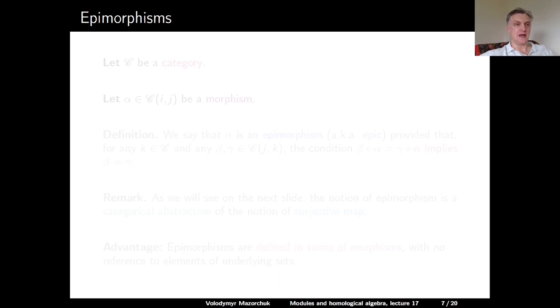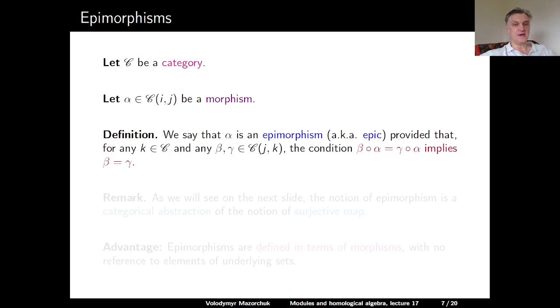Now let us go to epimorphism. Let C be a category, and let alpha be a morphism in C from I to J. Definition: we say that alpha is an epimorphism, also known as epic, provided that for any object K in C, and any morphisms beta and gamma in C from J to K, the condition that the composition of beta after alpha is equal to the composition of gamma after alpha implies that beta is equal to gamma. In other words, alpha is right cancelable.